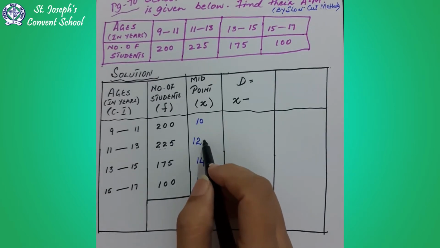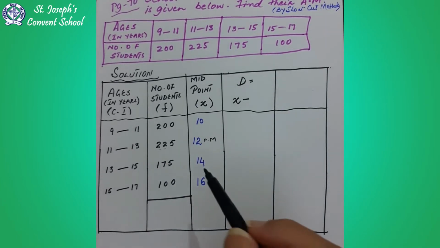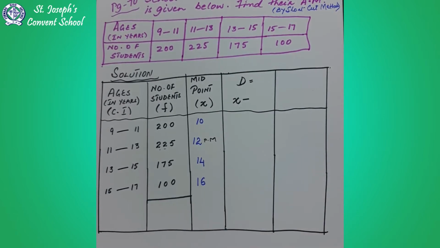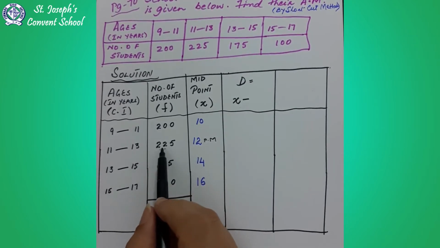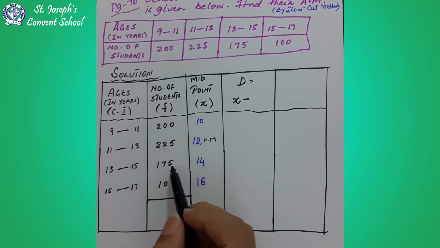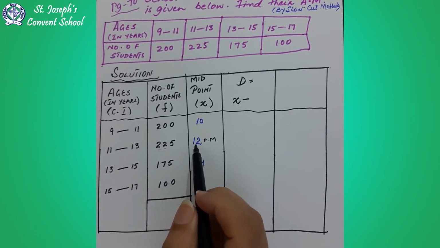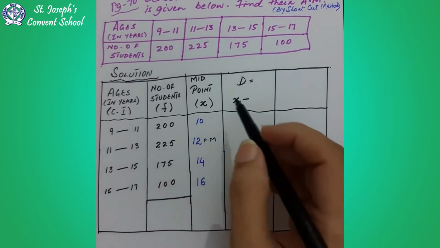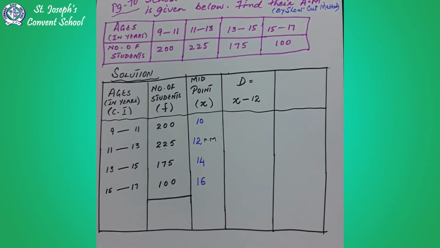This is known as the provisional mean. I am writing PM so that you will remember where we got this PM from. It is the midpoint of the highest frequency. So this 12 is the midpoint of the highest frequency 225. You can see this is 200, this is 175, this is 100. So the highest is 225, so the midpoint is 12. We will take this midpoint of the highest frequency and subtract it: x minus 12. This is PM.